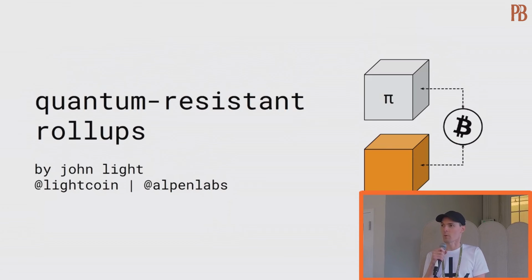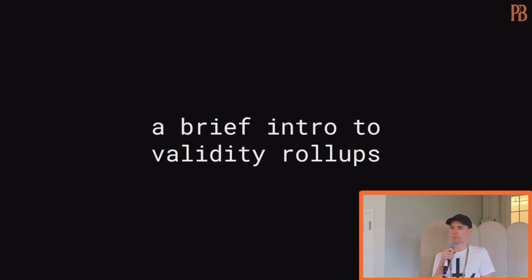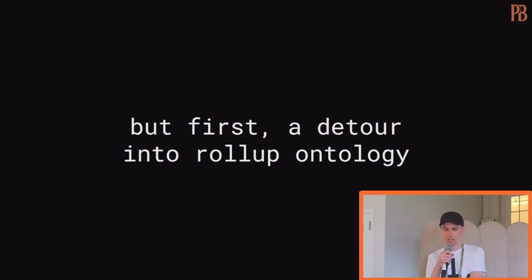So yeah, I'm giving a talk about quantum resistant rollups. Before getting into the quantum resistance aspect, since I think rollups are still a kind of fresh topic for a lot of Bitcoiners, I figured I'd give a brief intro to validity rollups.